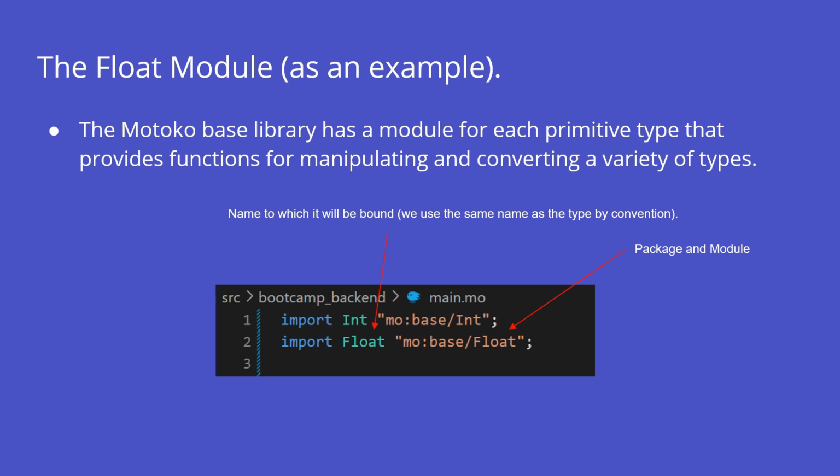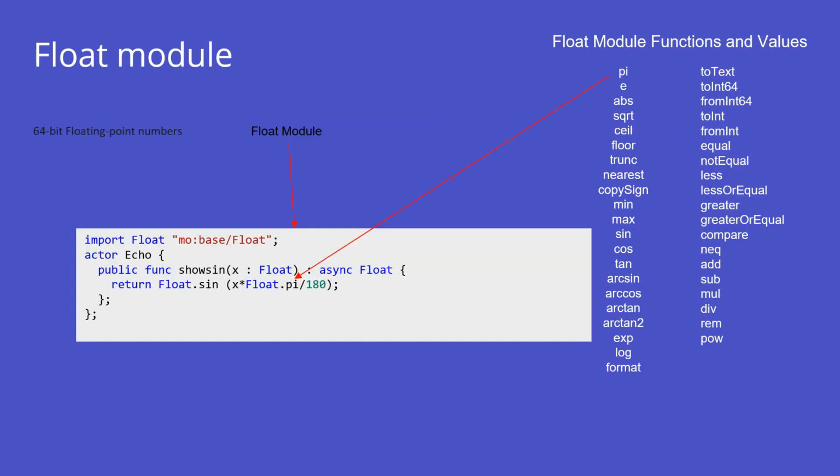So for example, the float module. By importing it with the import float followed by the mo:base/float package and module name, the functions are associated with the name float. So in this case, I wanted to use the sin function and the value of pi. And by doing the import float, it means that all the functions and values in the module can be referenced using float and the function name, or, sorry, not function, I should say float dot value.